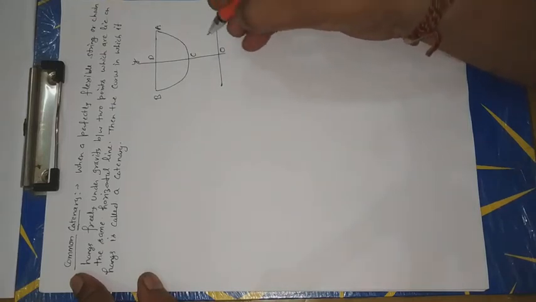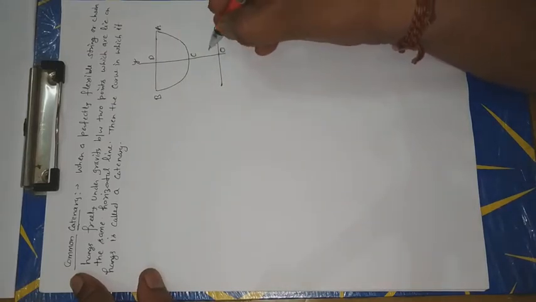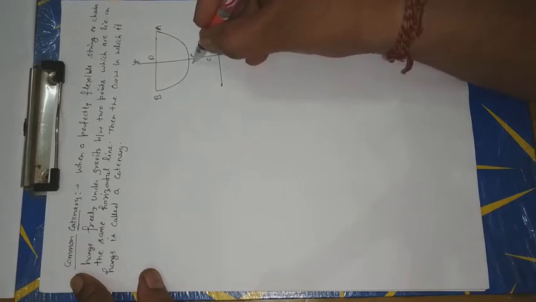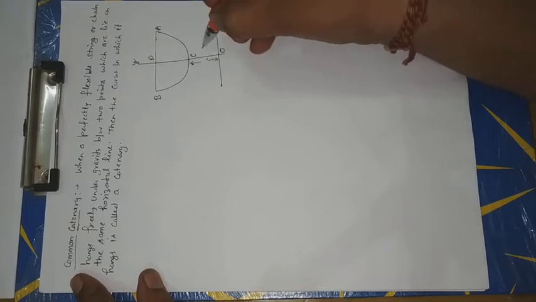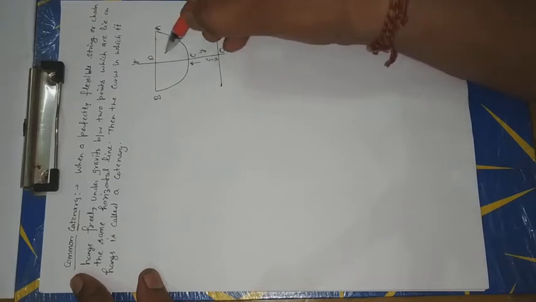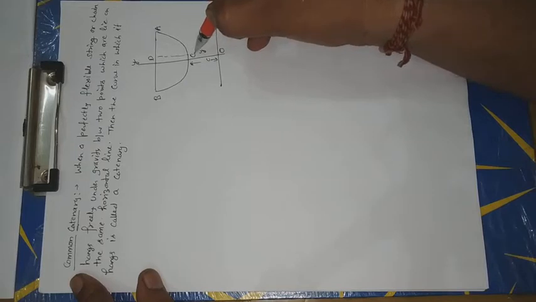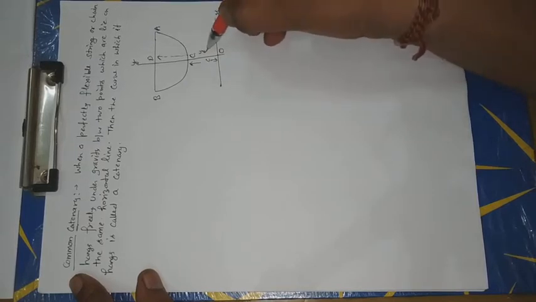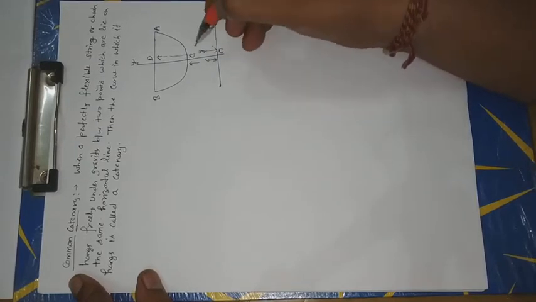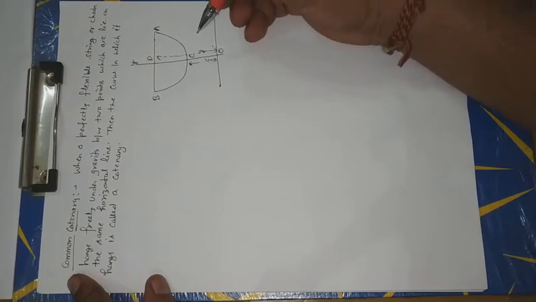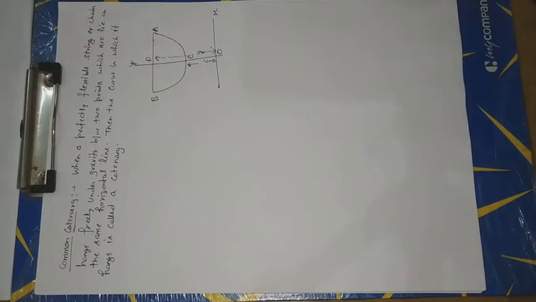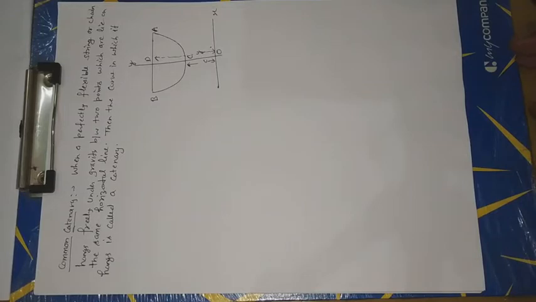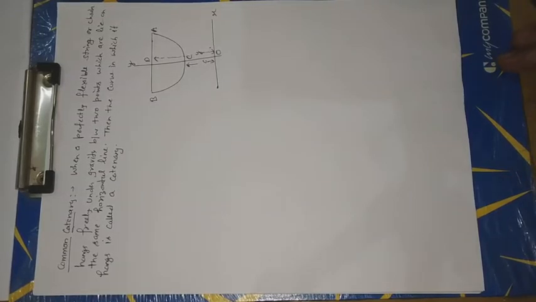Okay. The distance between O and C is denoted by small c, and the distance of O and D is denoted by small y. Okay, student. Now there are important definitions here with the relation of common catenary.